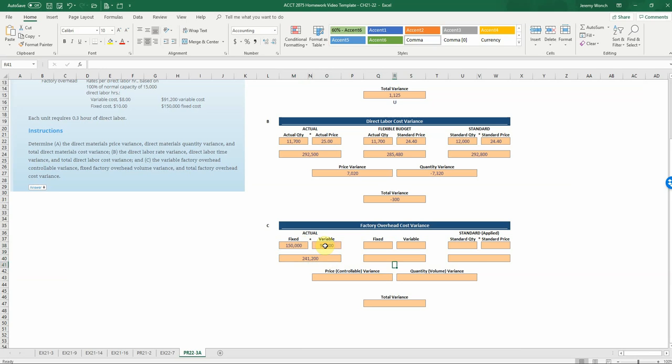And for our standard, it says that the standard is also the overhead that we actually applied. Actual is the overhead that we incurred. So the standard quantity overhead is applied based on direct labor hours. And so you can see up here we had 12,000 as a standard for direct labor hours. Now for the price, we had a variable price and a fixed price. So we're going to do our 8 plus our 10 here.